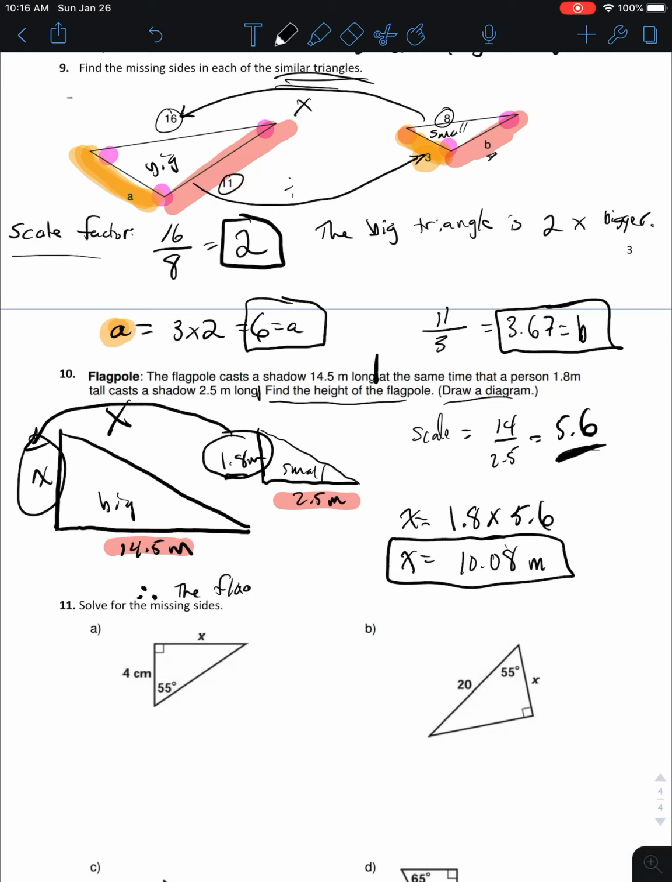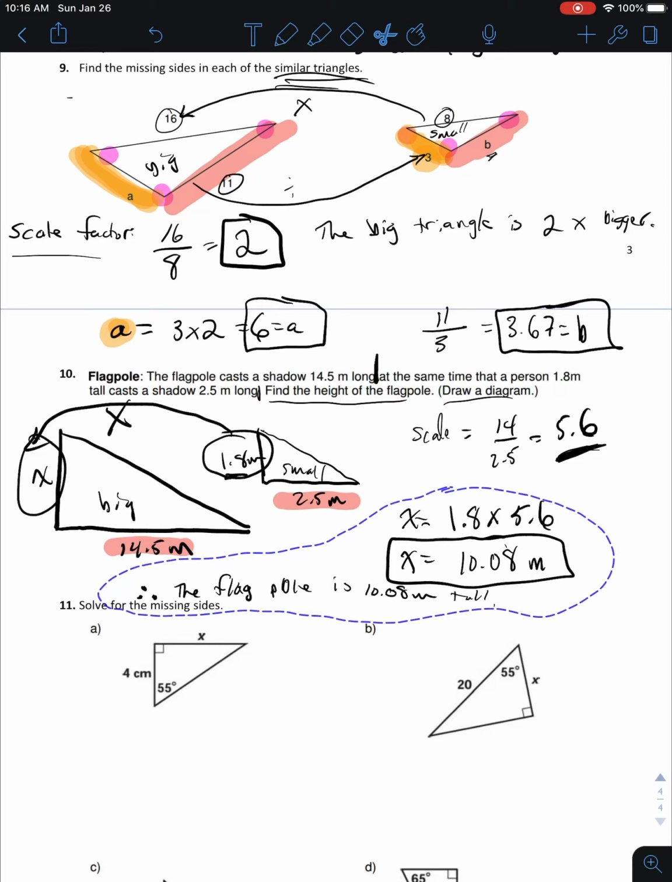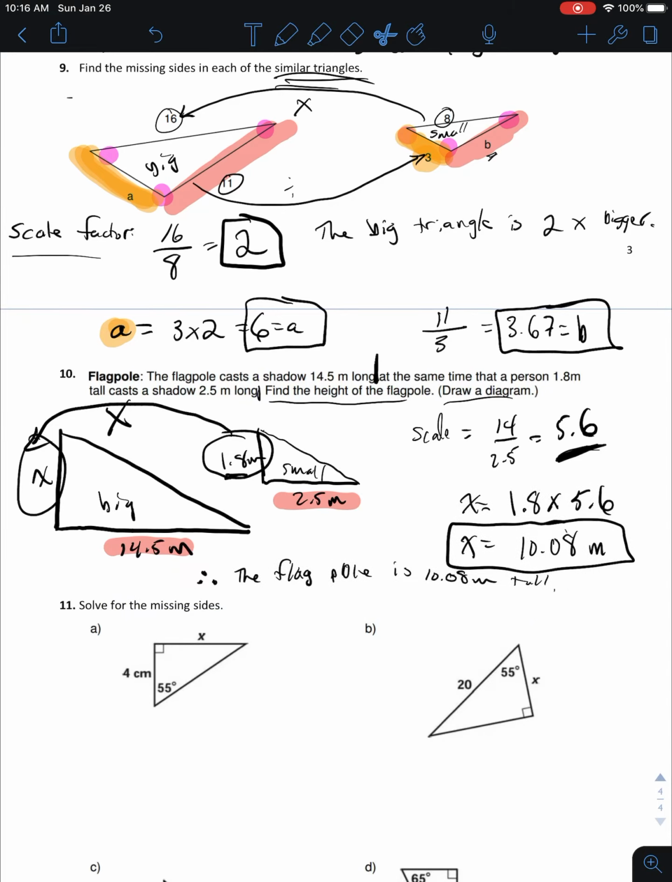And then anytime we give you a word problem, we want to see you write, therefore, the flagpole is 10.44 meters tall. And that's the question over. Move this up. That's it. Done.